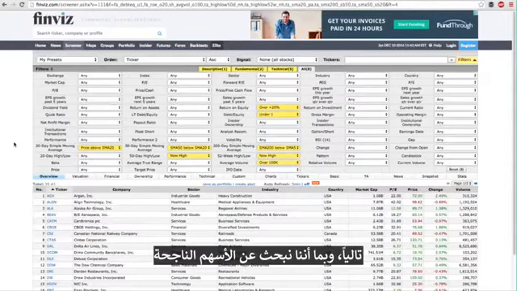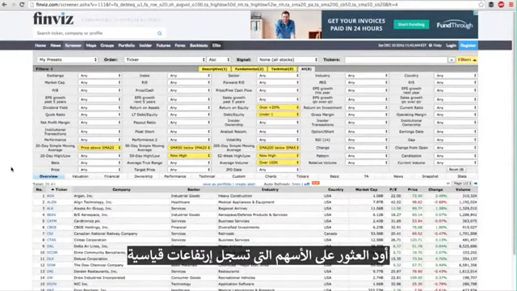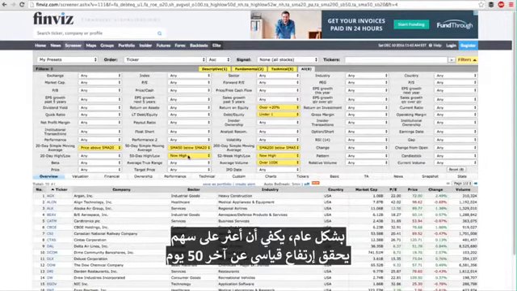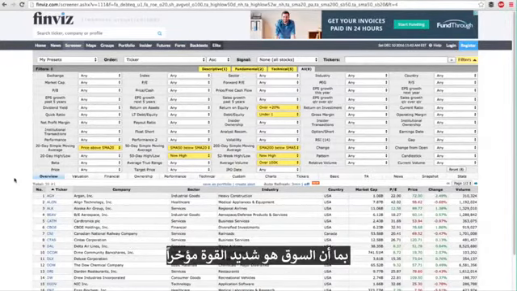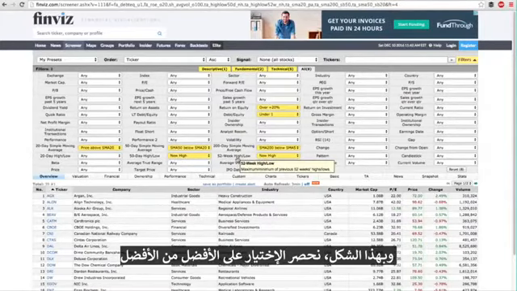Next, since we're looking at breakout stocks, I want to find stocks that are making new highs. Generally, I'm happy to find stocks that are making a new 50-day high. However, since the market has been very strong lately, I'm also including a new 52-week high. This way, we're zeroing in on the best of the best.